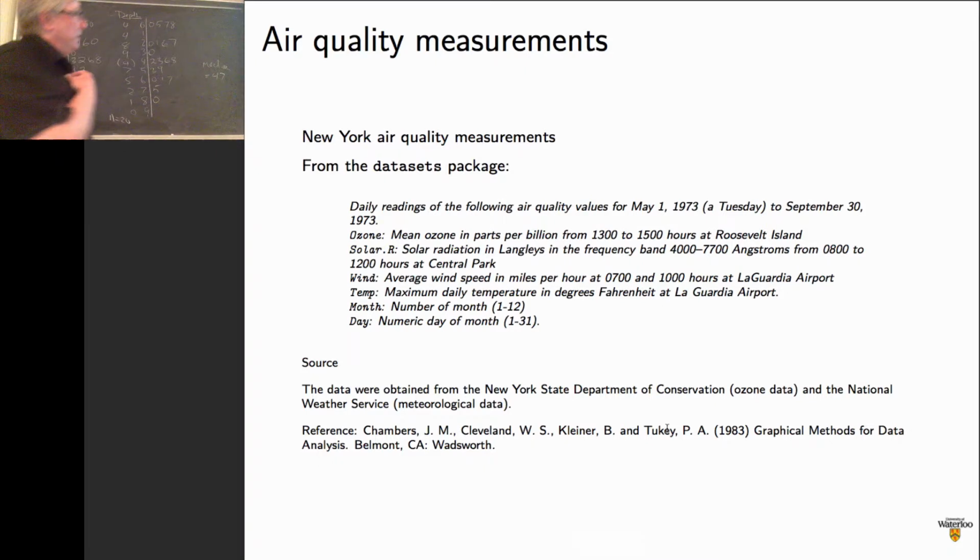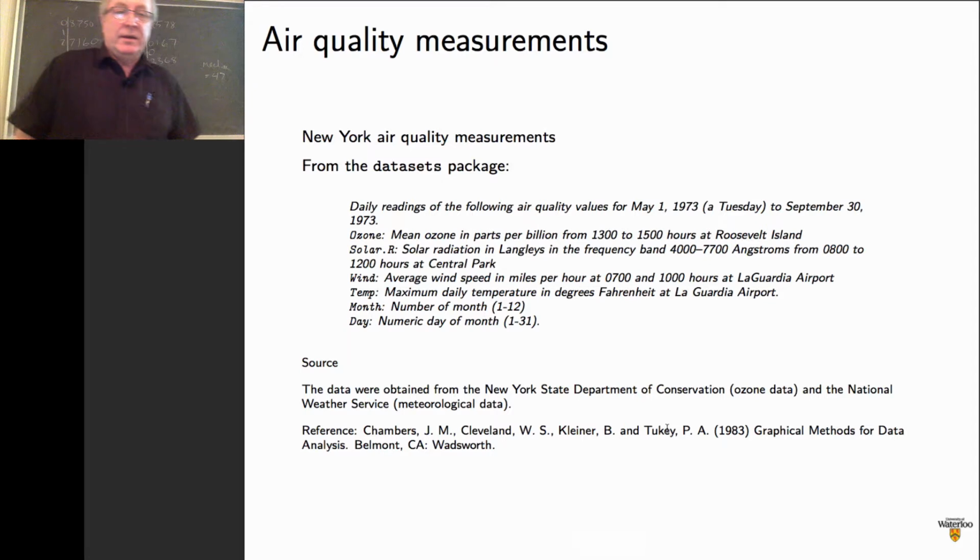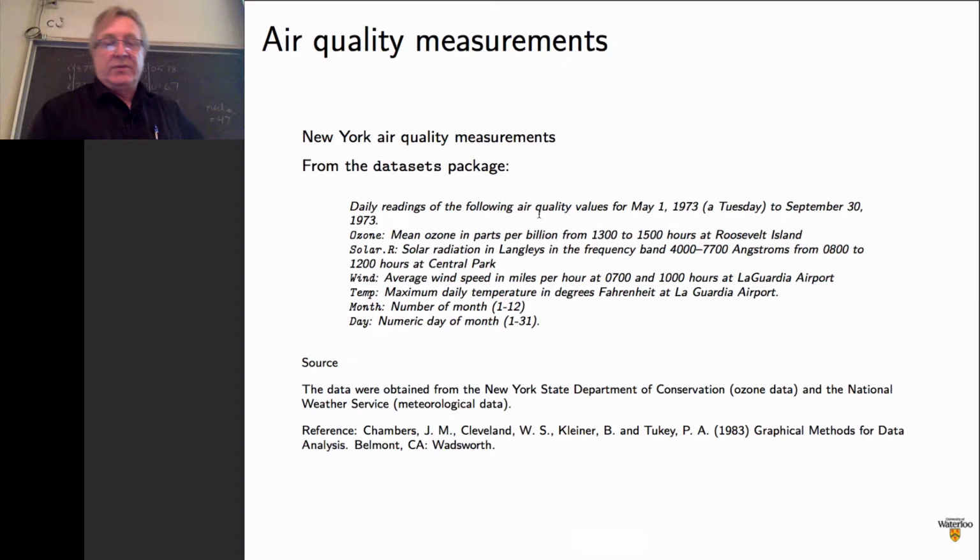So here's some data from the R package datasets. These are air quality measurements, a variety of variates that are being measured. These are daily readings of the air quality values for May 1st, 1973 to September 30th, 1973. So the mean ozone in parts per billion, solar radiation in Langleys, average wind speed in miles per hour at 7 o'clock and 10 o'clock at LaGuardia Airport, maximum daily temperature in degrees Fahrenheit at LaGuardia, month and day, sorry. Okay, so the data are there.